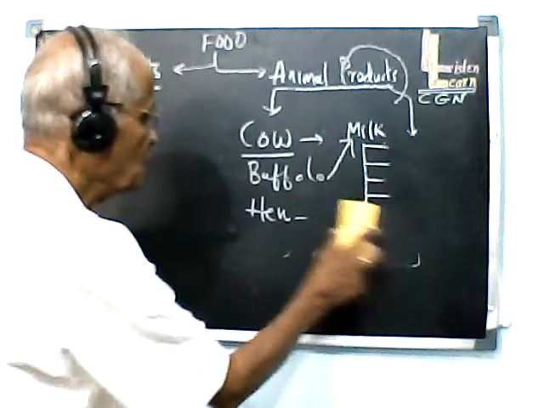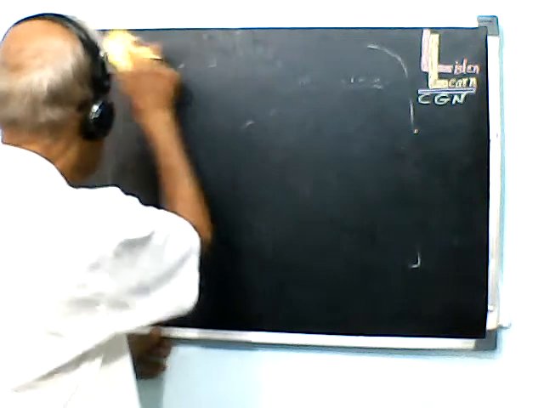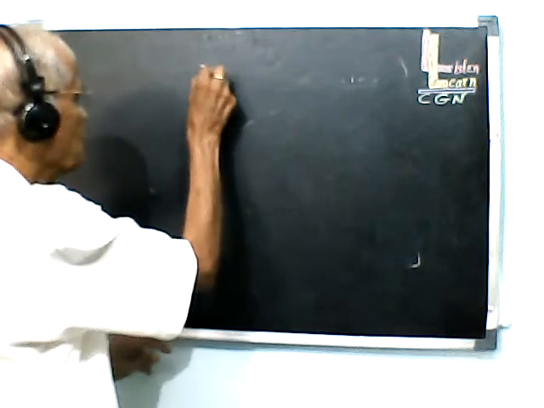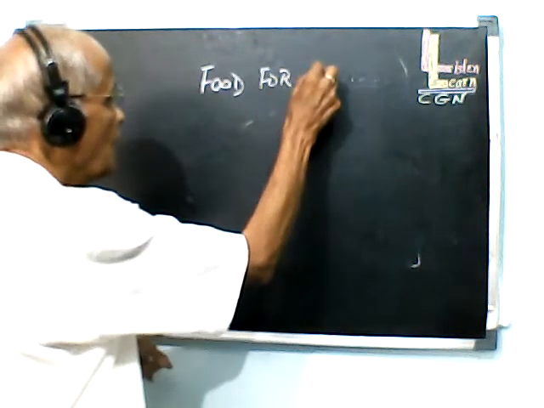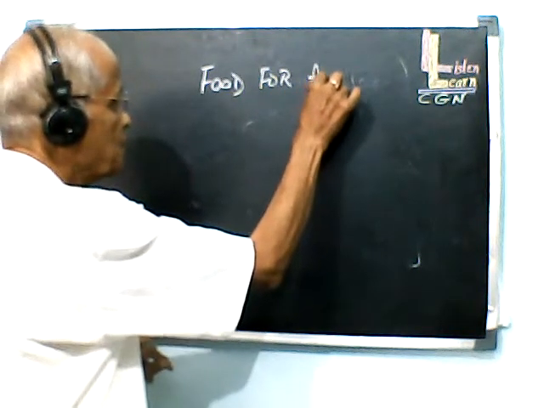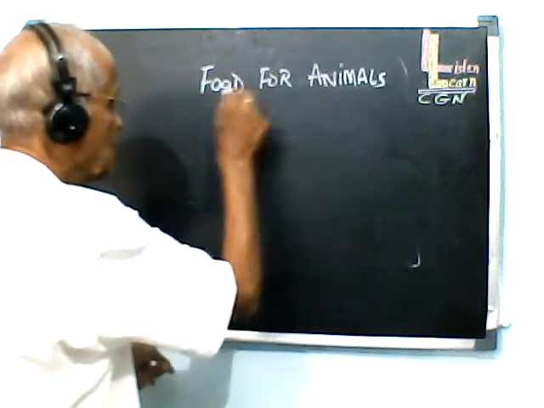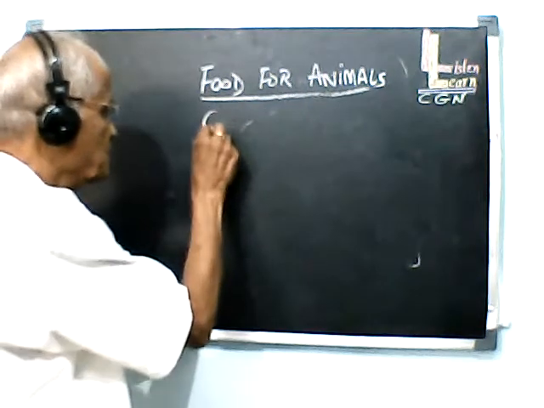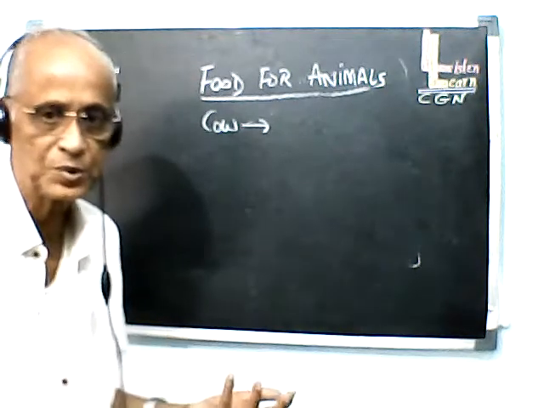So we will just try to close this particular chapter, this topic, and we shall try to now find out one more important thing. Food for animals. Let's think of this little thing. Try to understand that. Food for animals. I will now ask you one question. First thing is, we'll say cow. What is the food for cow? What is that it takes?